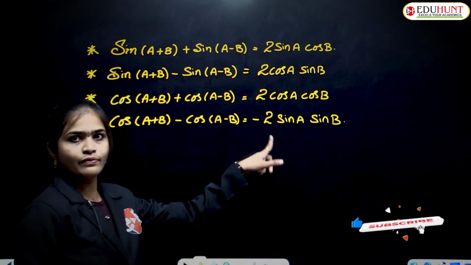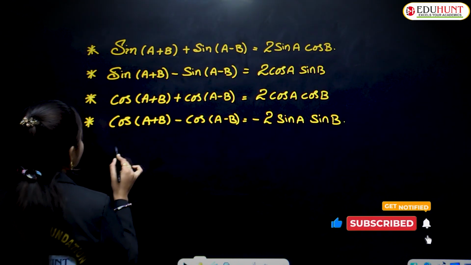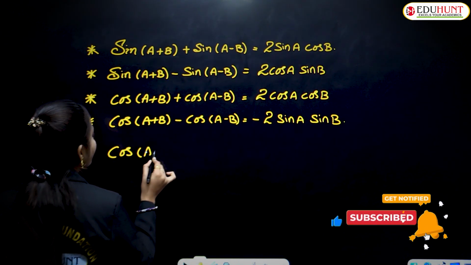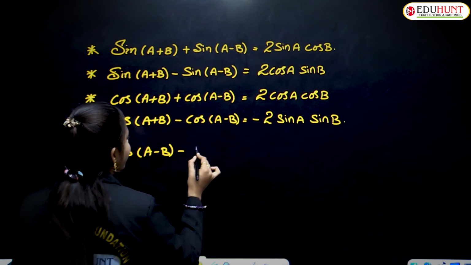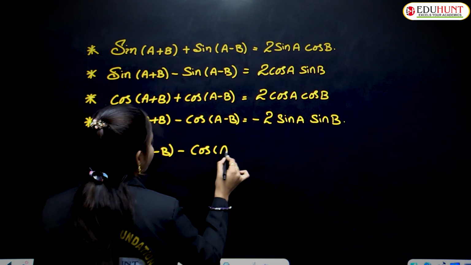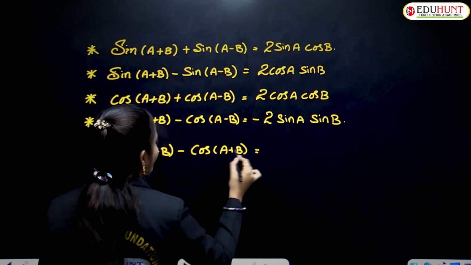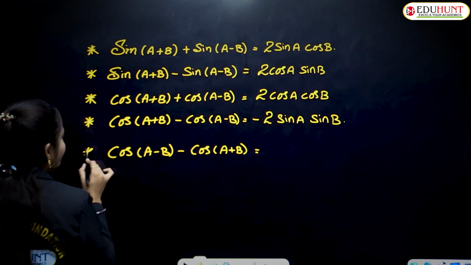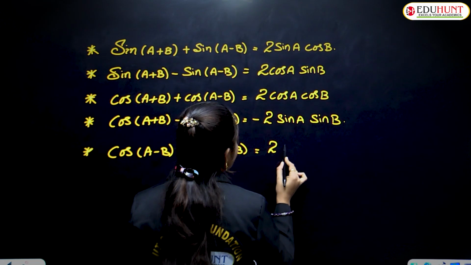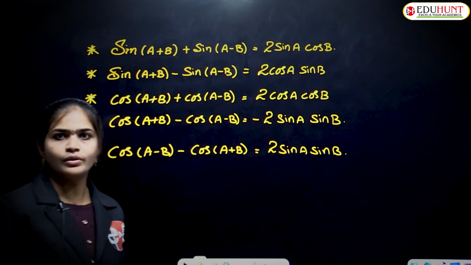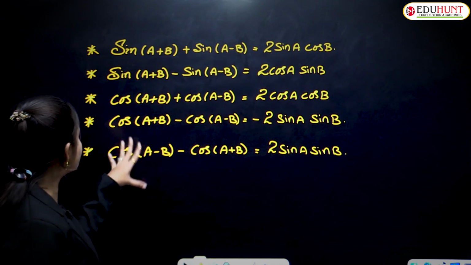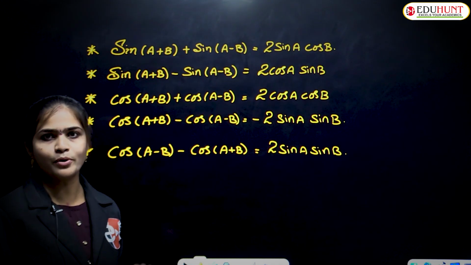In positive also we can write. How can we write that? See here. Cos of a minus b minus cos of a plus b, which is equal to 2 sine a sine b. Okay, understood here? So these are the formulas we learnt in compound angles.